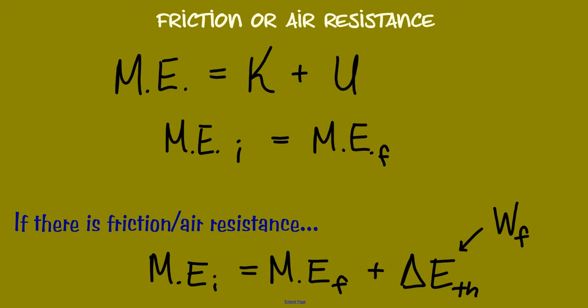We know how to find the work done by a force. It's force times displacement times the cosine of theta. So if your problem has friction or air resistance, you simply need to find the work that's done by friction, and then you can use conservation of energy concepts.